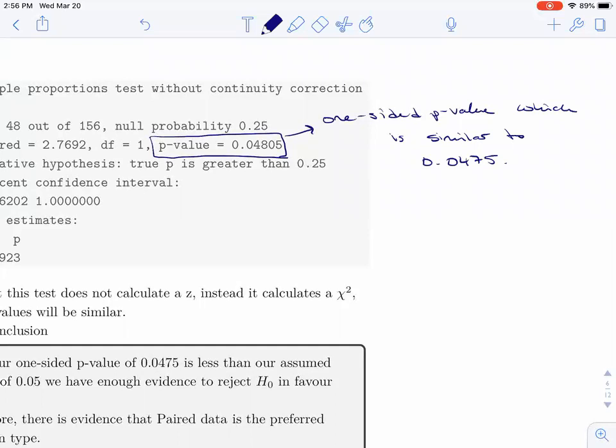Another thing to keep in mind is that we rounded our p-hat from the beginning, and so we're going to lose a little bit of precision there. But 0.04805 is very similar to 0.0475. You'd be drawing the same conclusion.